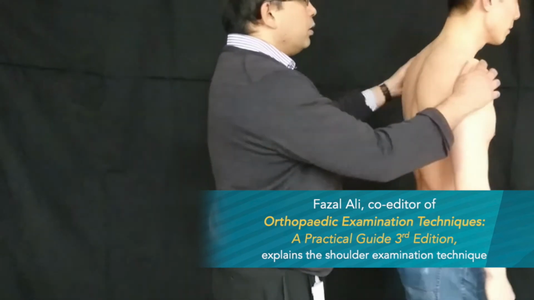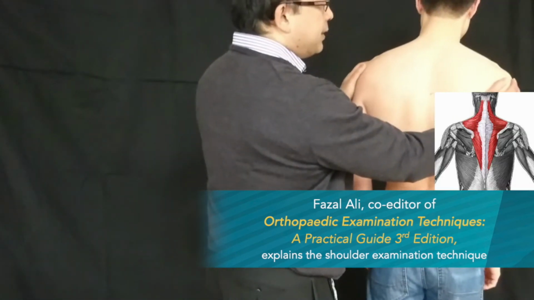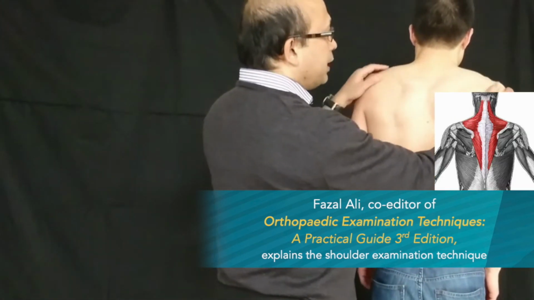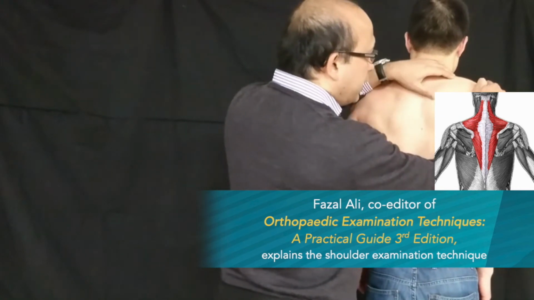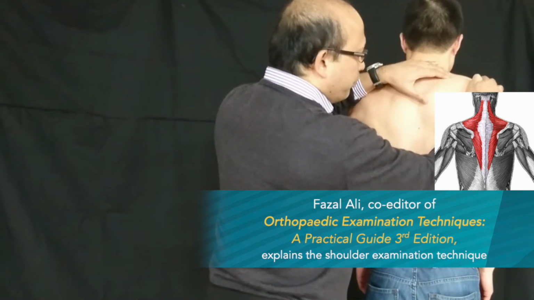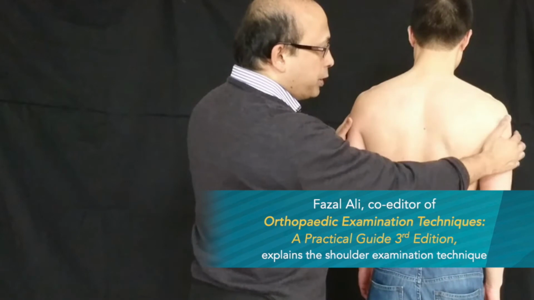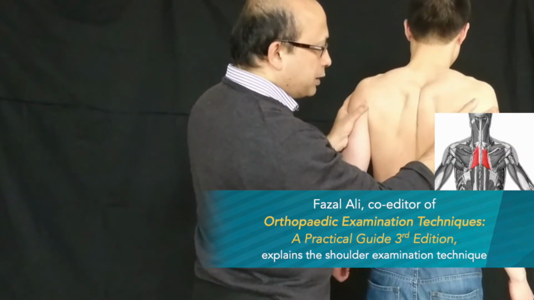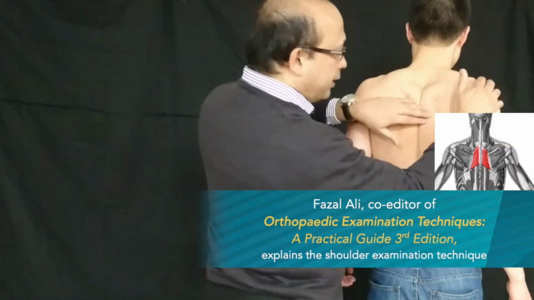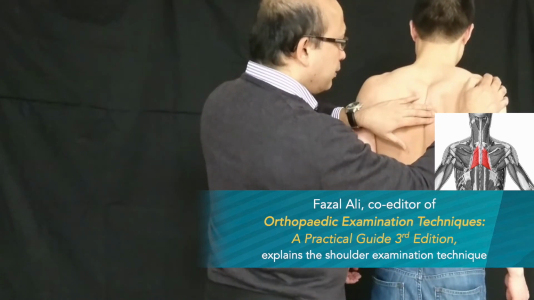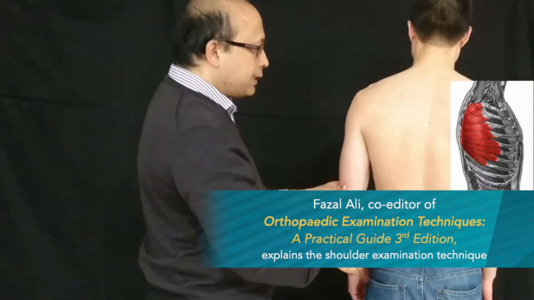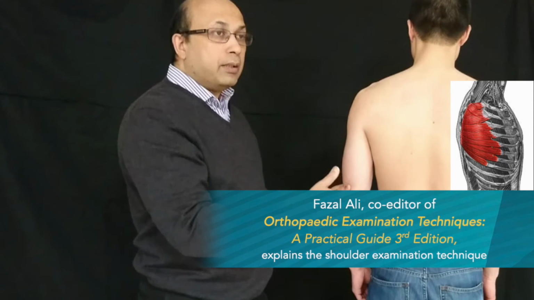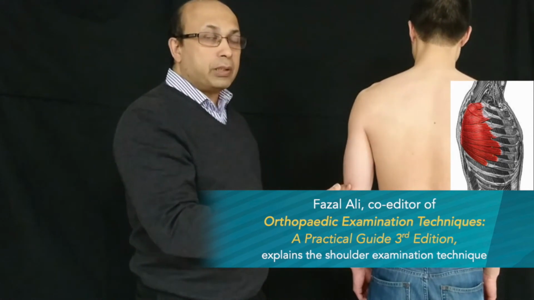To test for trapezius, you ask them to shrug the shoulders up and resist me, and you push down, and you can feel trapezius here. To test for rhomboids, you ask them to bring their shoulders backwards like that, resist me, and you can feel the rhomboids here.